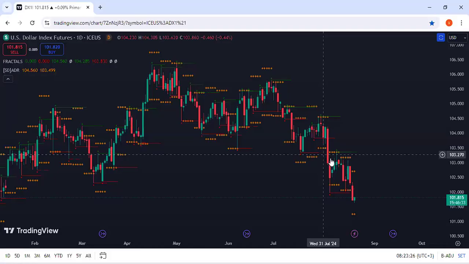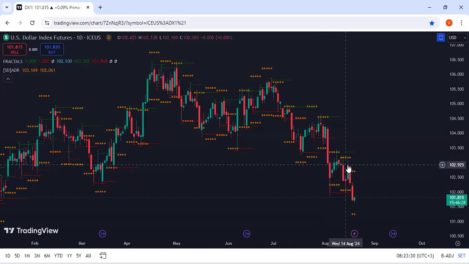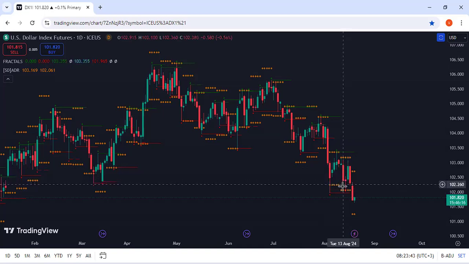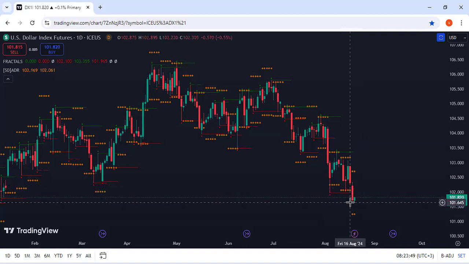Nothing has changed with regards to the fractal OF. We are still bearish. Price has also gone down to break this fractal low, which is what we want to see when we are bearish. We want to see fractal lows being broken. We want to see structure being broken to the downside. All right, so what do we expect?